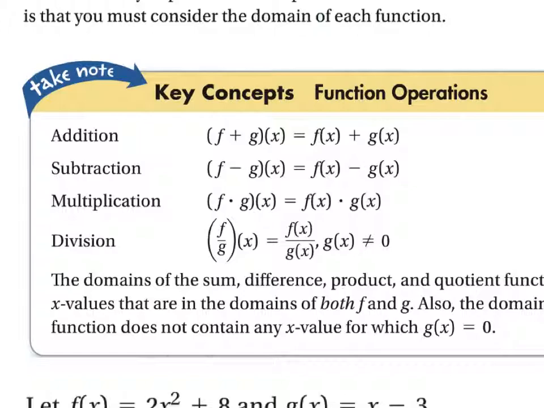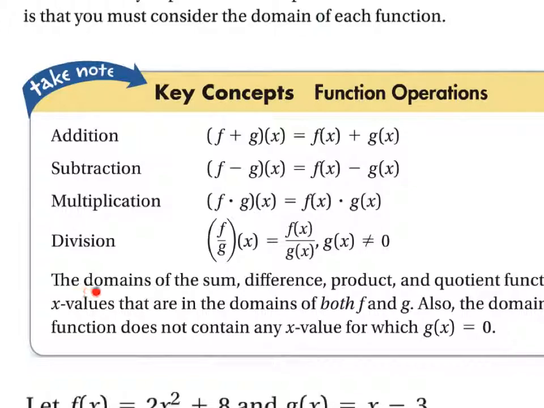If I have (f plus g) of x, that literally just means the f of x function plus the g of x function. And so (f minus g) of x is the f of x minus the g of x. (F times g) of x is the f of x times the g of x. And then (f divided by g) of x is the f of x function divided by the g of x function.